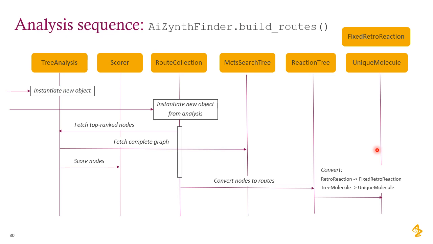So now at the end of this procedure, AiZynthFinder has a reference to a tree analysis class with top ranked nodes, and it can use that to extract more statistics about the search tree, and it also has a container of routes, the top ranked routes. So this is how the analysis is carried out.